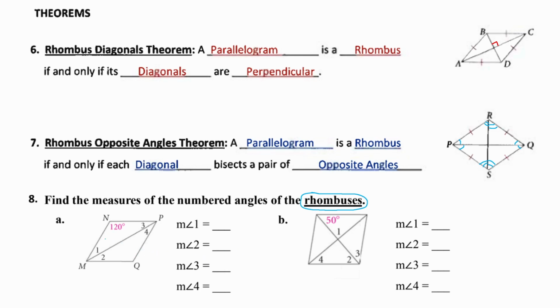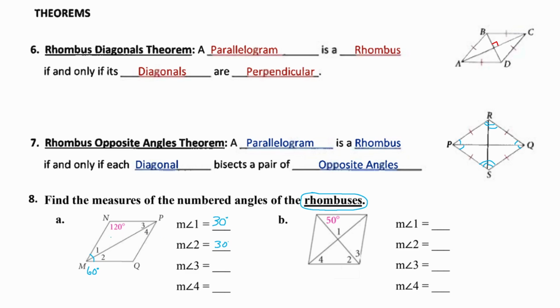And in this case, if I want to find the measures of angles 1 and 2, I can use the fact that angle up here at N is 120, which means this entire angle down here has to be 60 degrees. And since the entire angle is 60, the fact that the diagonal will bisect the opposite angles tells me that both angles 1 and 2 are both 30 degrees.